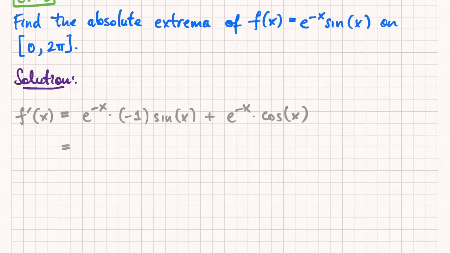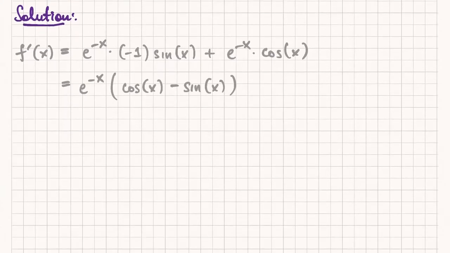And then since we're going to have to deal with setting this equal to 0 and all that stuff, let's actually factor out the e to the negative x. So this is e to the negative x times cosine x minus sine x. And that's it. That's our derivative. Cool. Now let's look at the critical numbers.